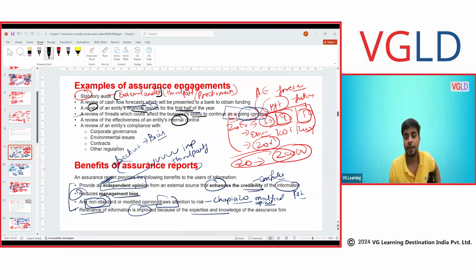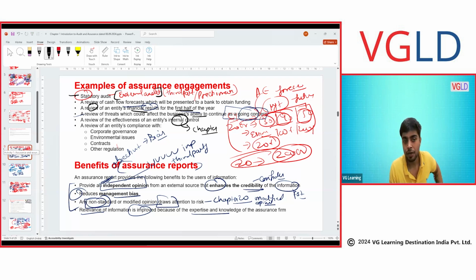And the entity's effectiveness of internal control. Internal control is a very significant component in your syllabus, which we will be discussing in chapter number 10. And this is what we are going to study further. So management can ask the auditor to review their internal control for them. And this review can also be part of an assurance agreement. One internal control review will be in your statutory audit, which you will do for your audit purpose. Second, management can ask you separately.